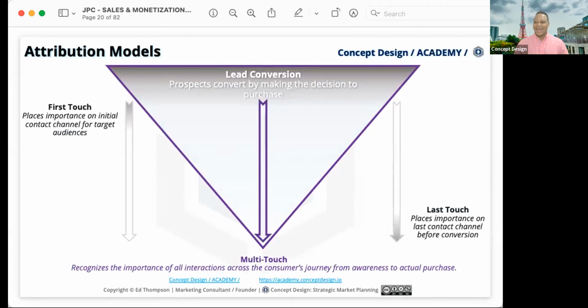What am I looking at? Am I looking at first touch? Am I looking at last touch? Am I looking at multi-touch? And so in offline, in the real world, that's very hard, but that has become very, very easy in the context of programmatic and analytical advertising.